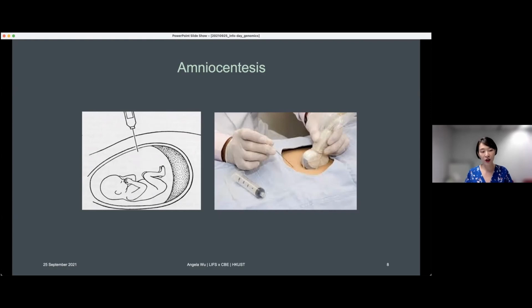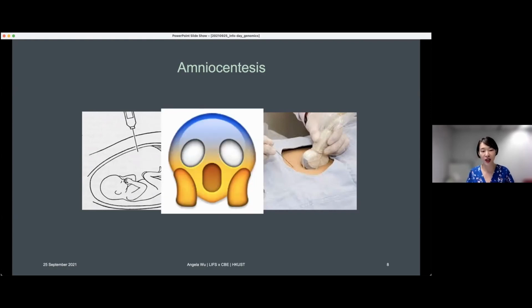I don't know about you, but this is pretty scary for me, and I'm pretty sure it's very scary for a lot of mothers. And actually this procedure does have a risk of causing miscarriage in pregnant women. So it's really not ideal.